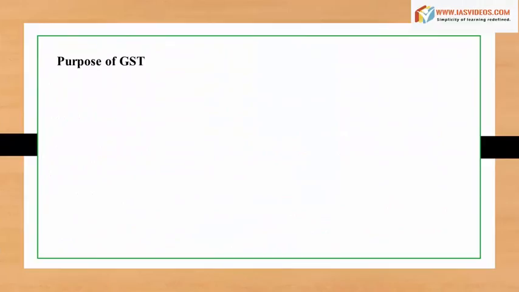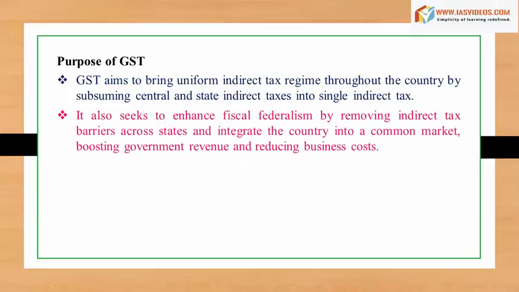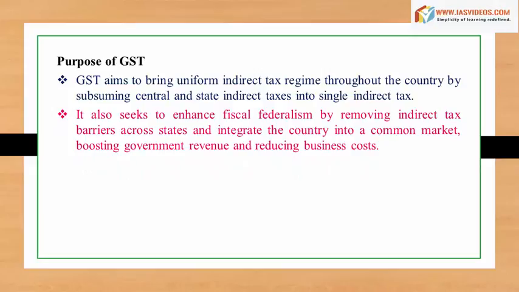Purpose of GST. GST aims to bring a uniform indirect tax regime throughout the country by subsuming central and state indirect taxes into a single indirect tax. It also seeks to enhance fiscal federalism by removing indirect tax barriers across states and integrate the country into a common market, boosting government revenue and reducing business costs.